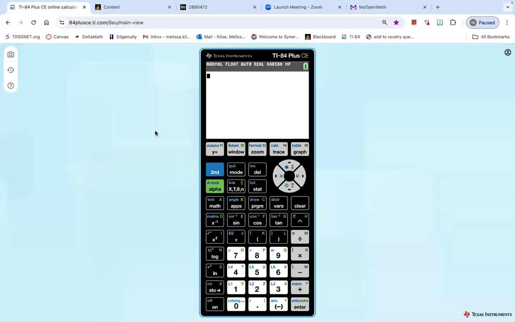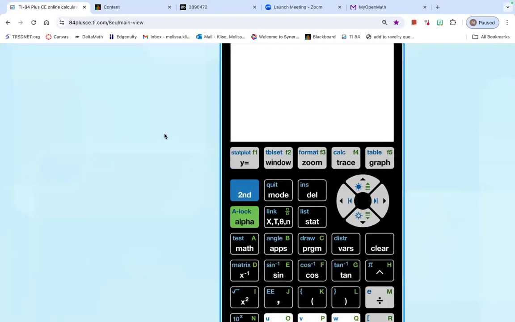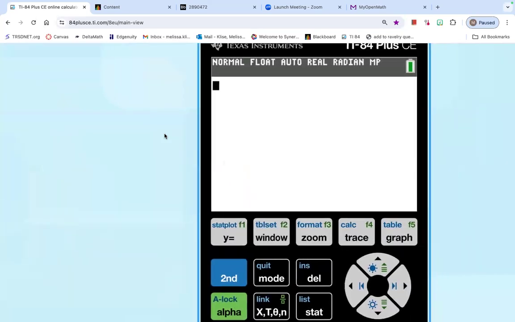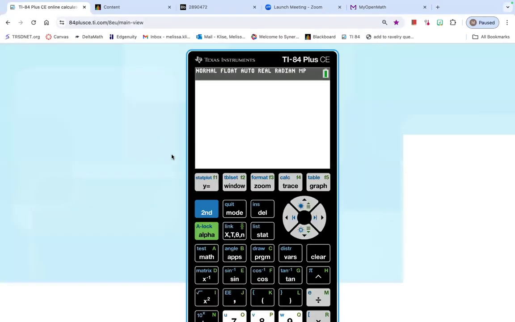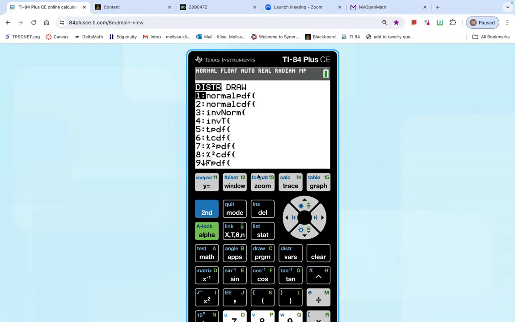All right, look at that. I remembered to put the calculator up first this time. I went too big. Smaller, okay. To get to the normal CDF function, you hit second, then the vars button, just like we did to find binom PDF and CDF. It is the second option, normal CDF. We never use normal PDF, never. We only use normal CDF. So go to normal CDF, and we're looking for the area to the left.